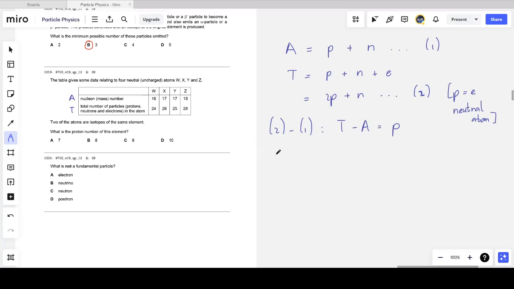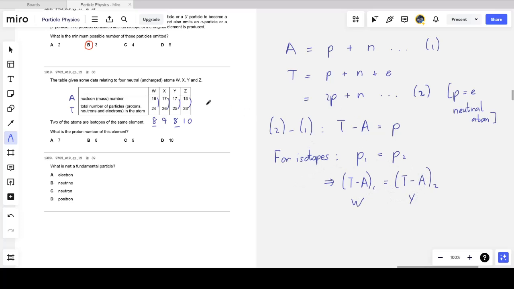Now for isotopes, I still have to figure out which 2 of these 4 atoms are isotopes of each other. For isotopes, we need that the proton numbers must be equal. P1 and P2 must be the same. This means, from the equations I derived above, that the total number minus the nucleon number must be equal for those 2 atoms. So T minus A must be equal. And in which case am I getting equal numbers when I subtract the smaller number from the bigger number? Well, 24 minus 16 is 8, 26 minus 17 is 9, 25 minus 17 is 8, and 28 minus 18 is 10. So that's W and Y. They have the same number of protons. So those are the two isotopes.